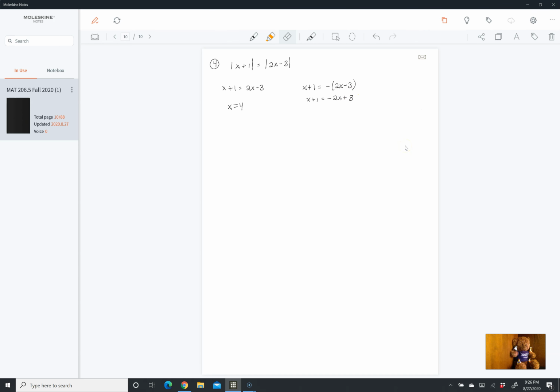Okay, so that gives us x is equal to 2/3. And we would write our final answer as 2/3 comma 4. Remember, there's no specific order here. Okay, and your braces don't have to be perfect.